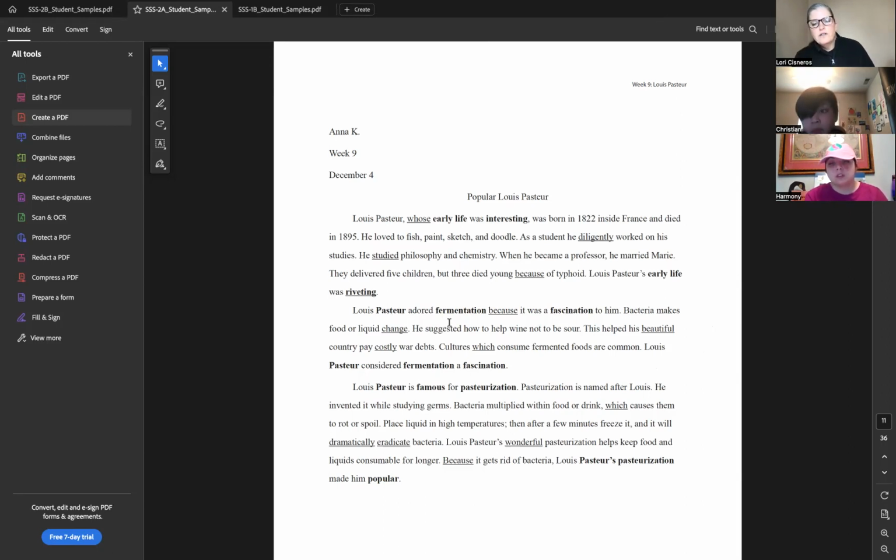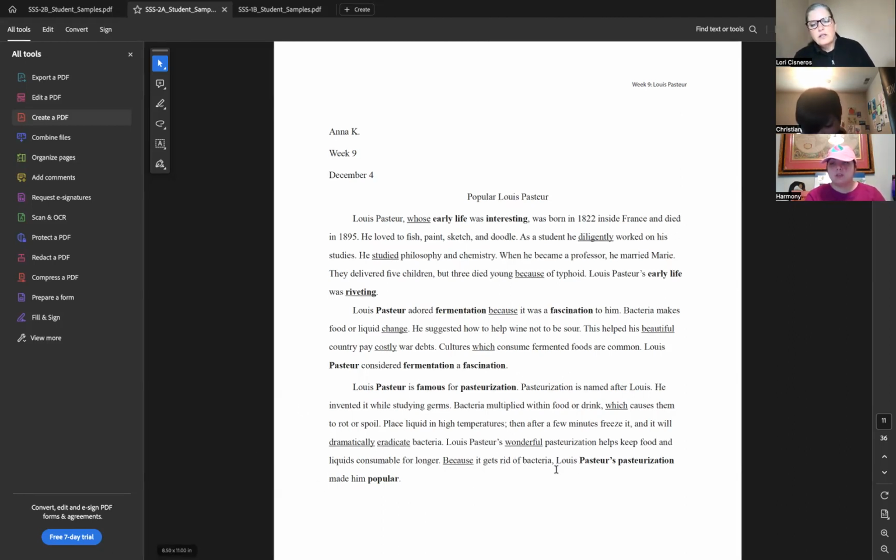Good, Harmony. So see how they're in the first sentence and the last sentence. Notice she didn't bold words like was or and. Those are not keywords. Remember, you're looking for those important words of the sentence.